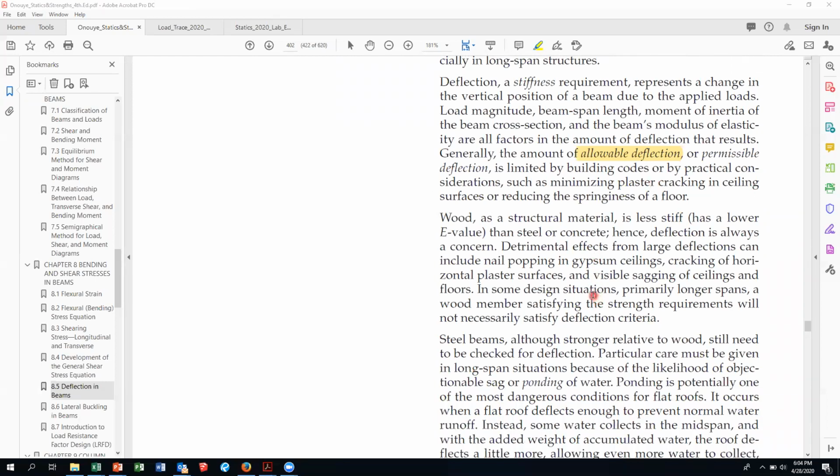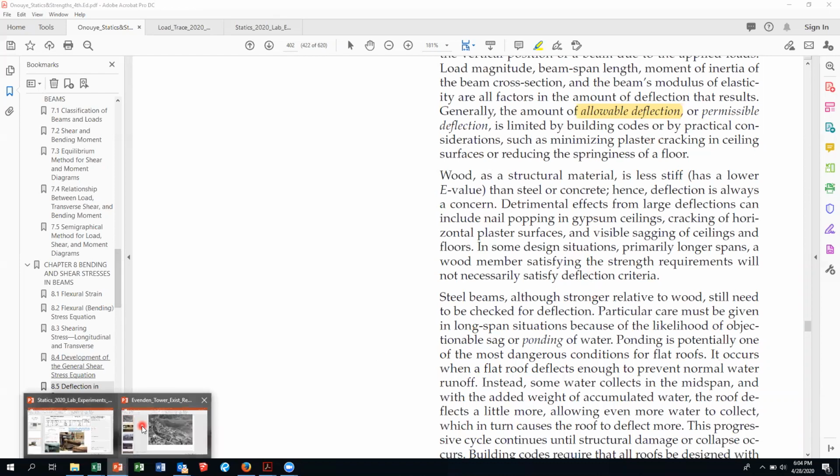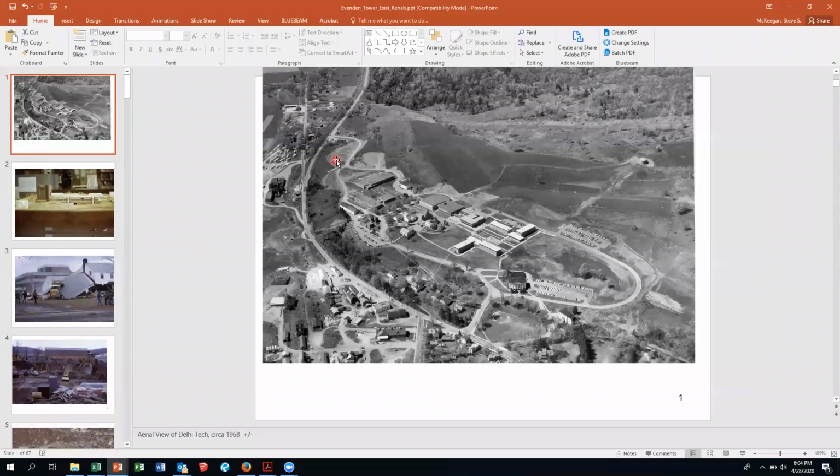Okay, so they talk about wood as a structural material, less stiff, lower E value, modulus of elasticity. You know, deflection is a concern, but it is also a concern with steel. And let me give you some examples, one of which would be Evans Tower. I always like to show this slide. This is from the mid-70s to maybe early 80s.